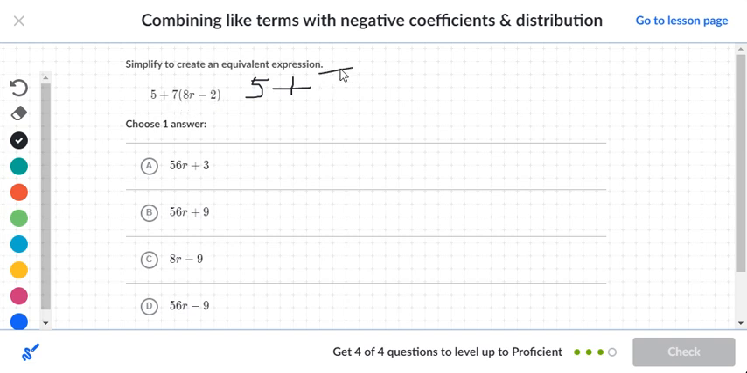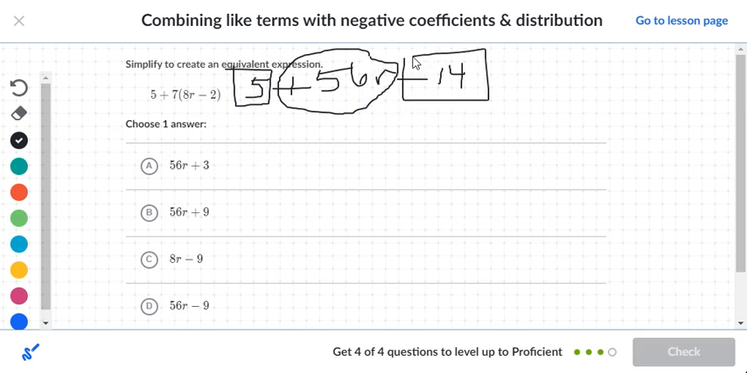So 7 times 8 is 56R. Now we multiply 7 times a negative 2, where this is going to be a minus, and then 7 times 2 is 14. So let's code the problems. Let's put a box around the 5. Let's circle the letter, and let's box the number. So we're going to get 56R. Let me write that better, because that does look like a negative. So we're going to say 56R.